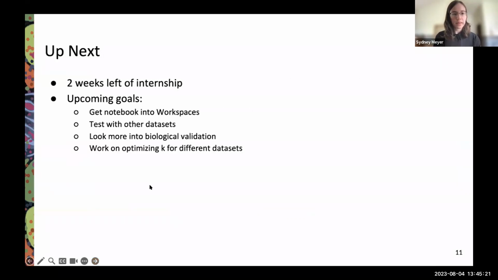So as a result, since I have 2 weeks left with the HiDive lab, I have a few upcoming goals, such as testing with some other data sets, looking more into how to validate the quality of our clusters, and working on being able to optimize K, or the number of clusters, for the different data sets, and of course, getting this notebook uploaded into workspaces.